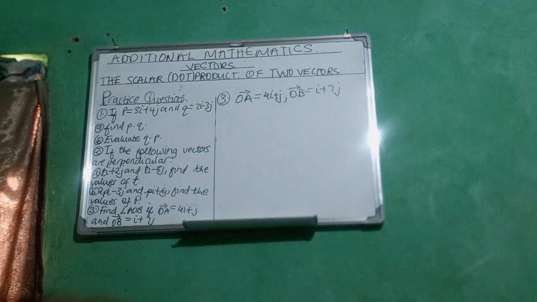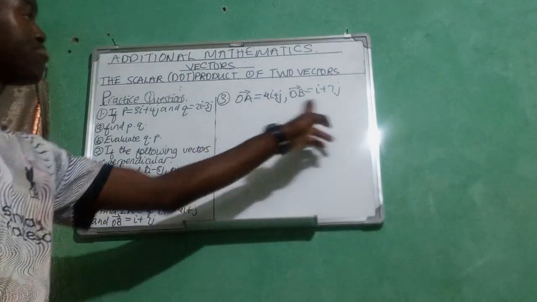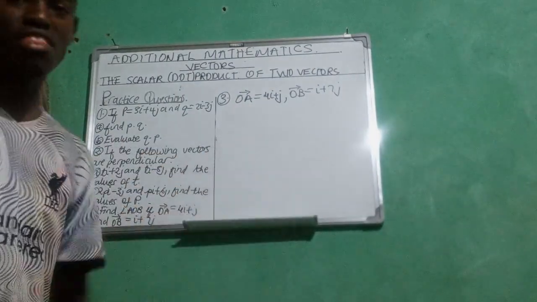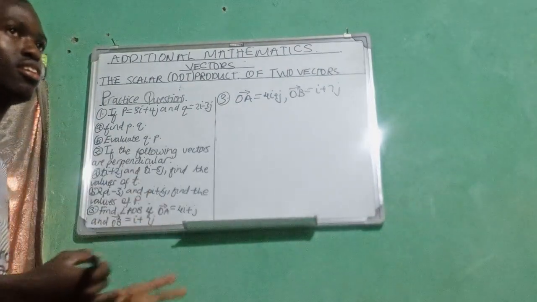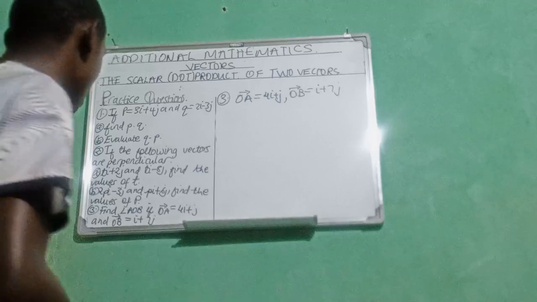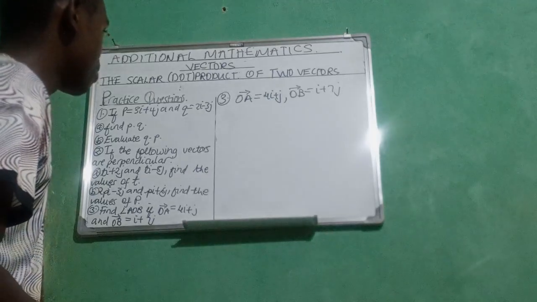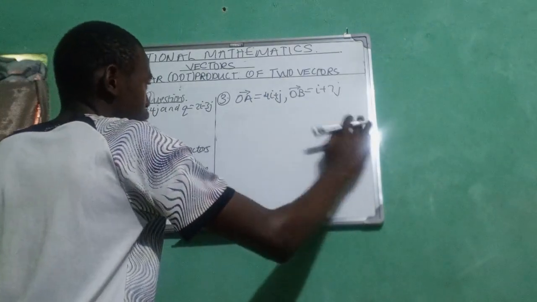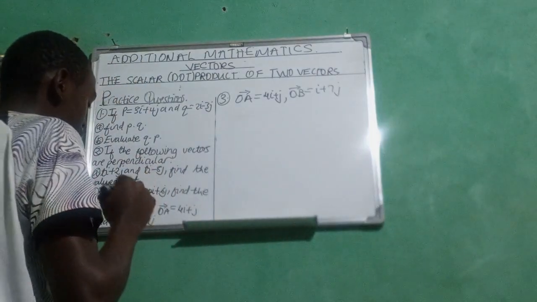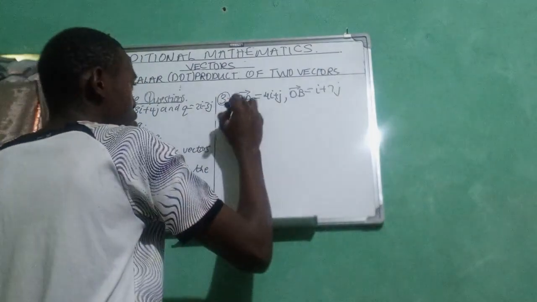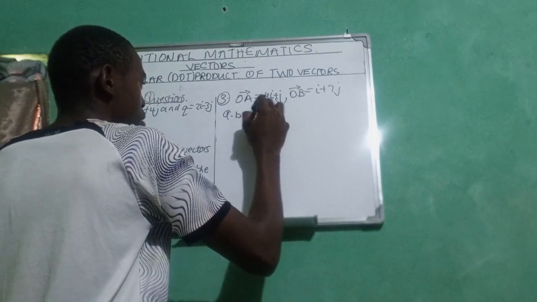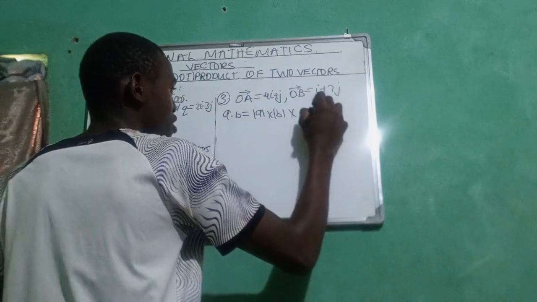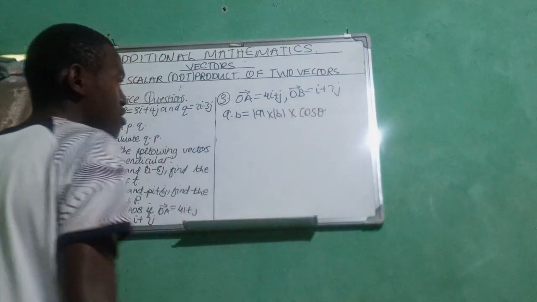At the end of the video, I'm going to graph these two vectors just to prove that the answer we have found is correct. Okay, so these are the two vectors right here, and then we have the formula a dot b is equal to the magnitude of a multiplied by magnitude of b multiplied by cos theta. So they want us to find theta.